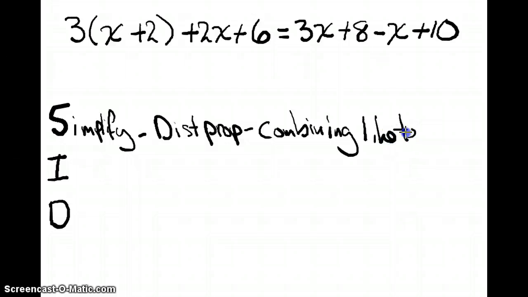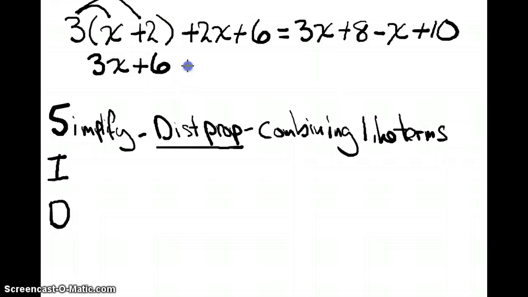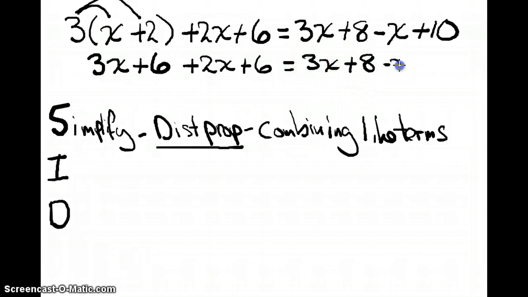like terms. So in this particular problem, do we have parentheses? Yes. So whenever we see parentheses, we're going to deal with the distributive property. So I'm going to use the distributive property, 3 times x, 3 times 2, and I'm going to get 3x plus 6 plus 2x plus 6 equals 3x plus 8 minus x plus 10. And you can see I write the whole problem back over again.